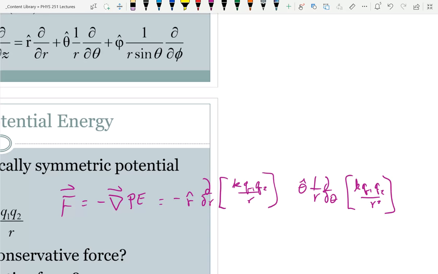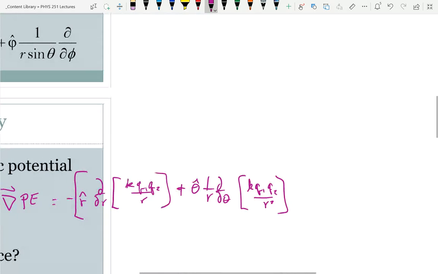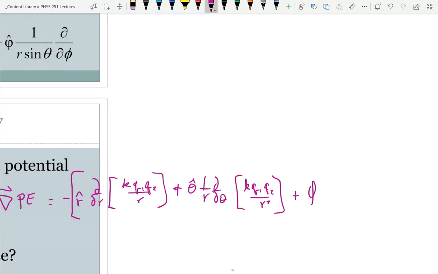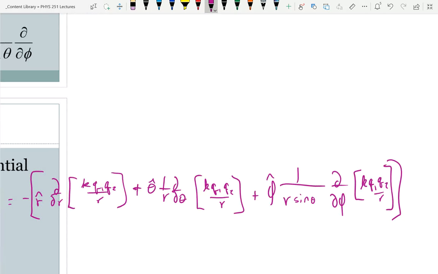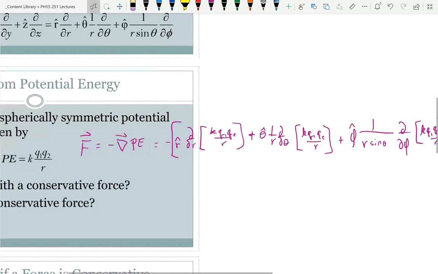Whoops, I put a plus sign here. Let me just put a bracket outside so I can put plus signs inside. Plus phi hat times 1 over r sine theta d/dphi of kq1q2 over r. Oops, I put over r squared because I was thinking incorrectly. So that's the calculation for finding the force.